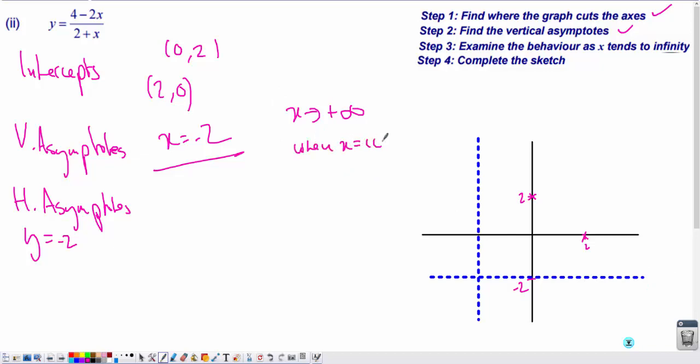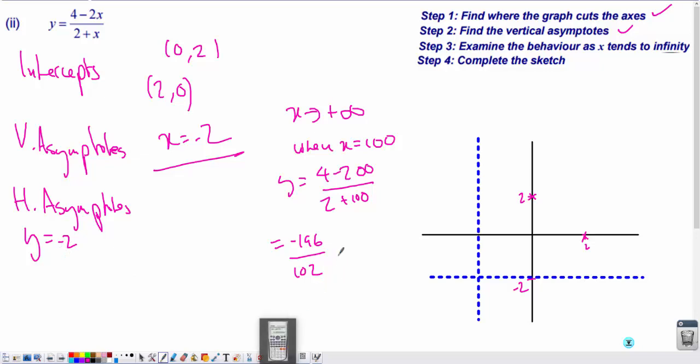What do we get for y? Well, y is equal to (4 minus 2x) over (2 plus x), so 4 minus 200 over 2 plus 100. So 4 minus 200 is -196 over 2 plus 100 is 102. Well, this is negative, right? Now, this is negative, but what we really care about is whether it's bigger or smaller than my horizontal asymptote. So is it bigger than -2 or smaller than -2?